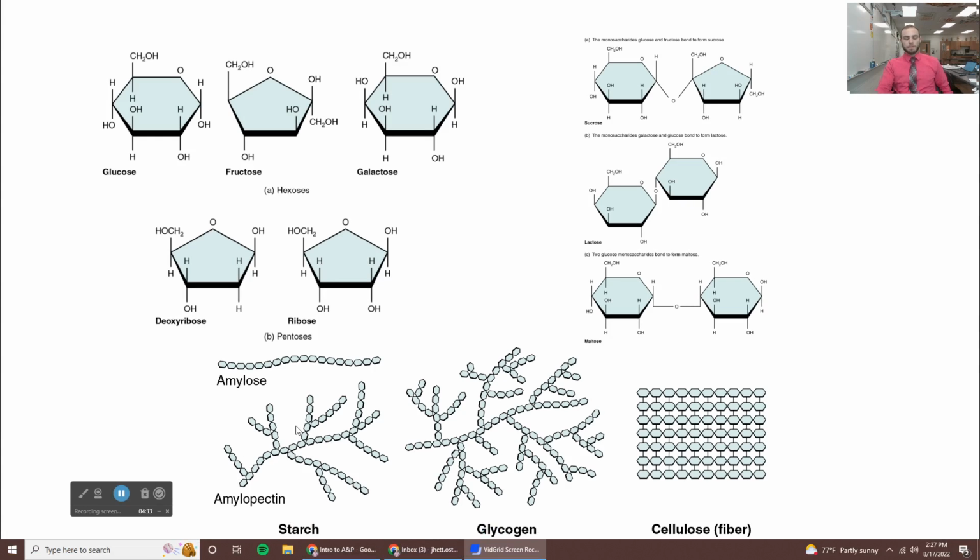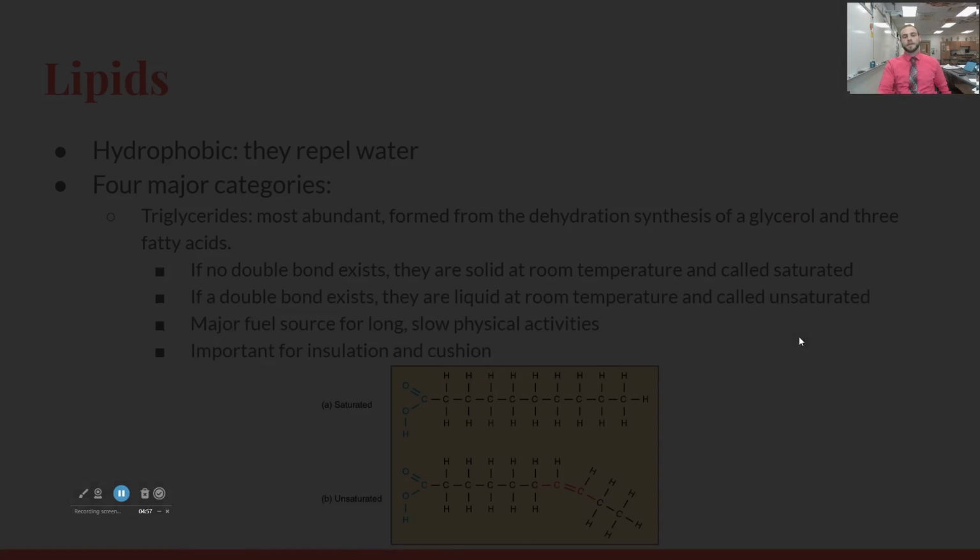Starch has a very basic branch chain here, the amylose and amylopectin. Glycogen has much more branching going on. Cellulose is very tight packing, which makes it impossible for us to digest because we don't have the enzymes necessary to digest fiber like this.